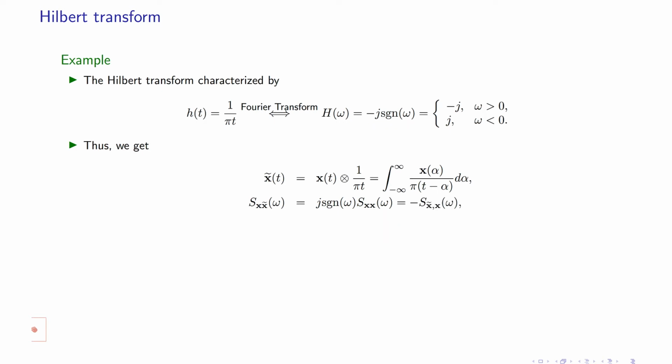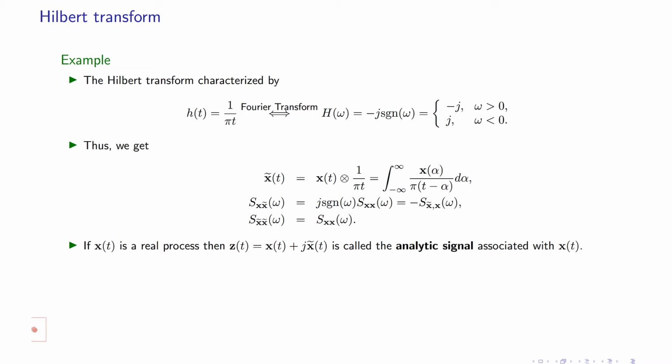Now if you calculate the power spectral density of the output, you multiply S_xx of omega by the magnitude of H of omega to the power of 2, and for the Hilbert transform, this is equal to 1. So the power spectral density of the input and output are identical.